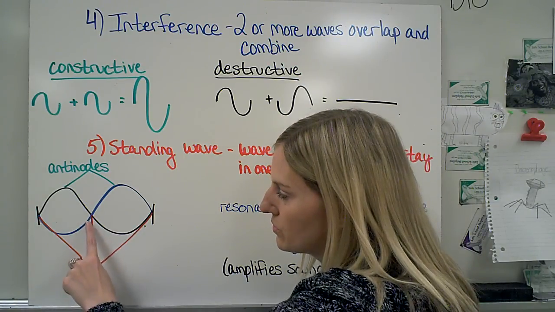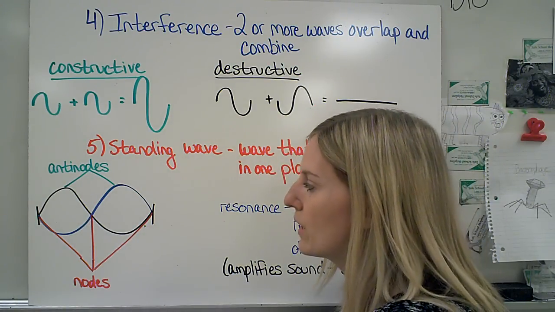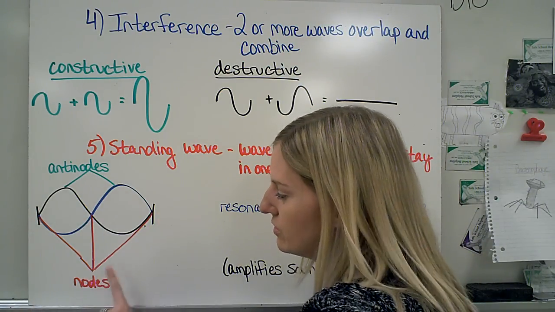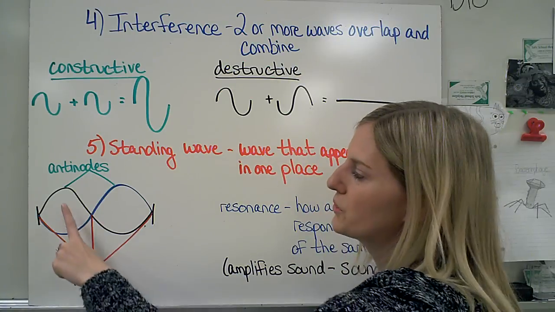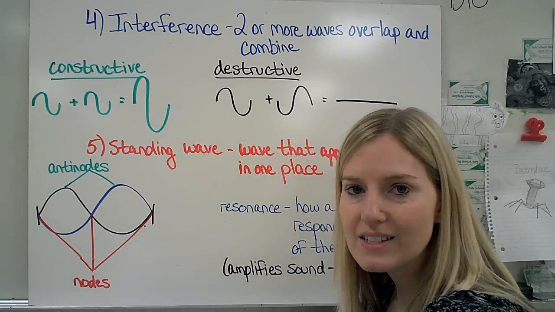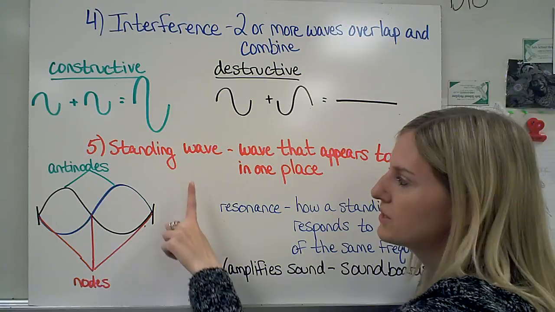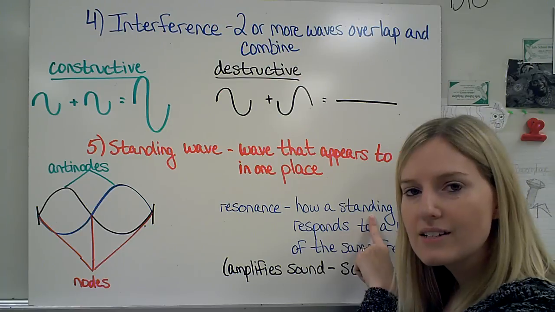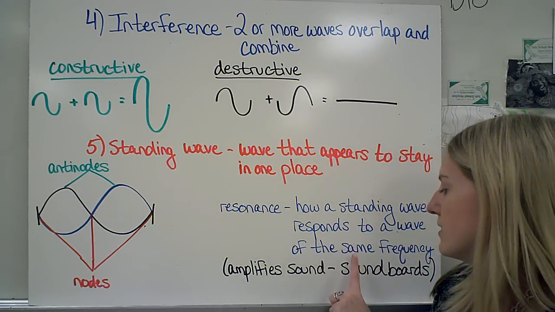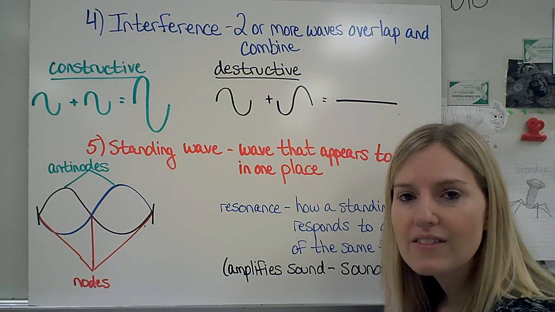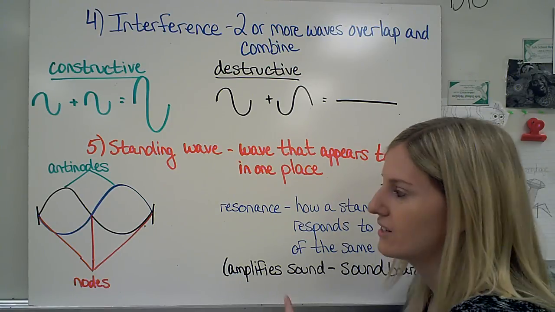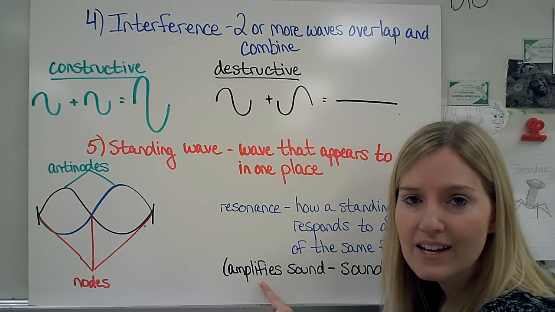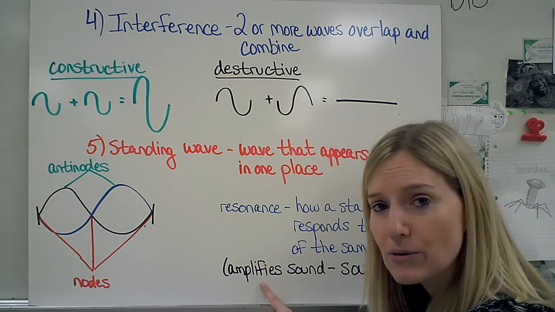And then I have these closed areas where there is no displacement at that point. Those points where they're closed are called the nodes of the standing wave. The parts where they are open are called the antinodes. Something to mention about standing waves is if a standing wave comes into contact with another wave that has the same frequency, then we say that that standing wave is going to resonate. So we call that resonance. And when that happens, it ends up amplifying the sound.